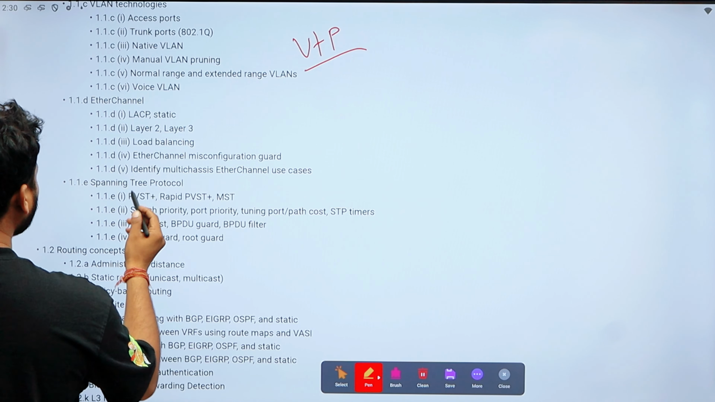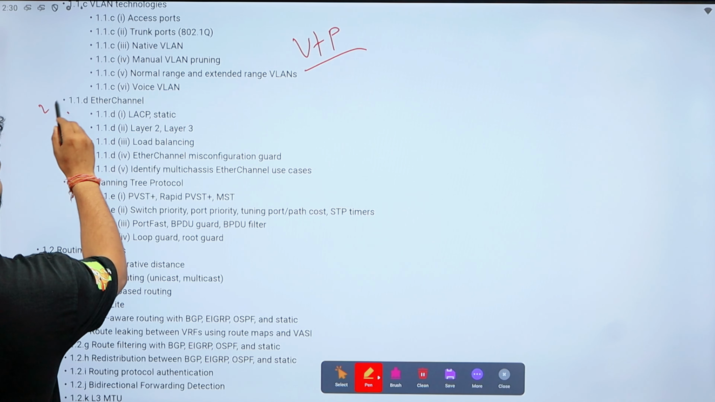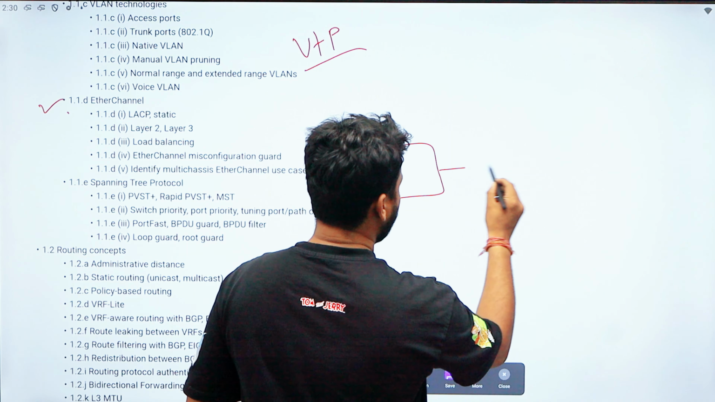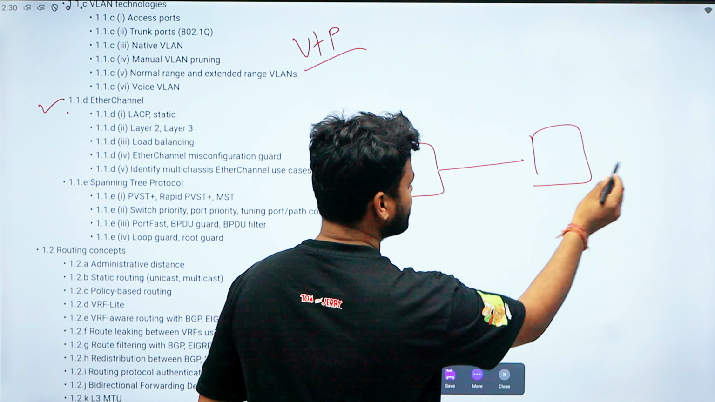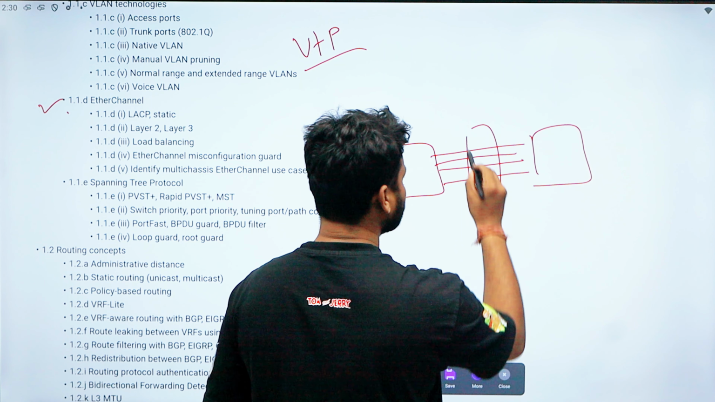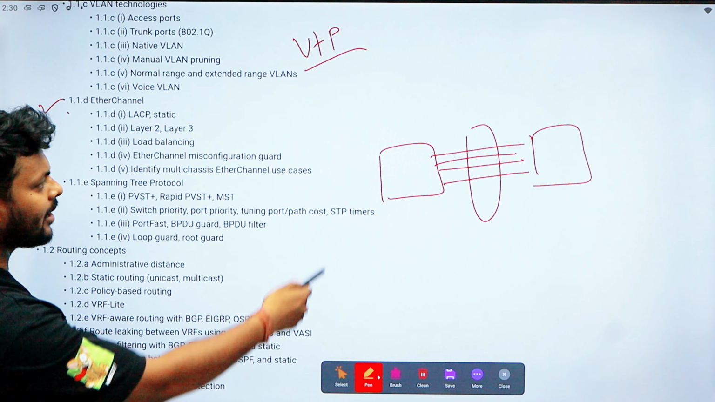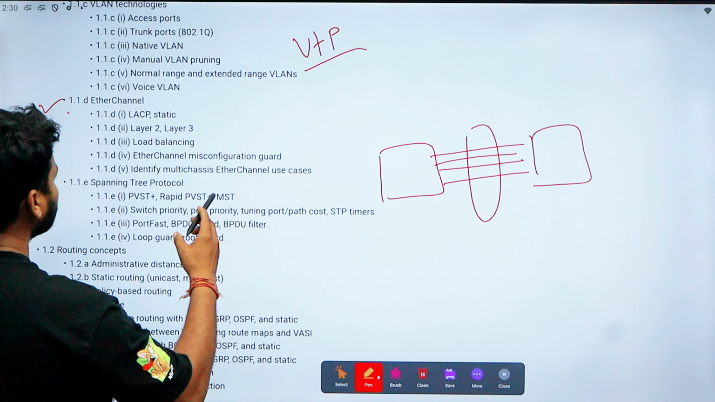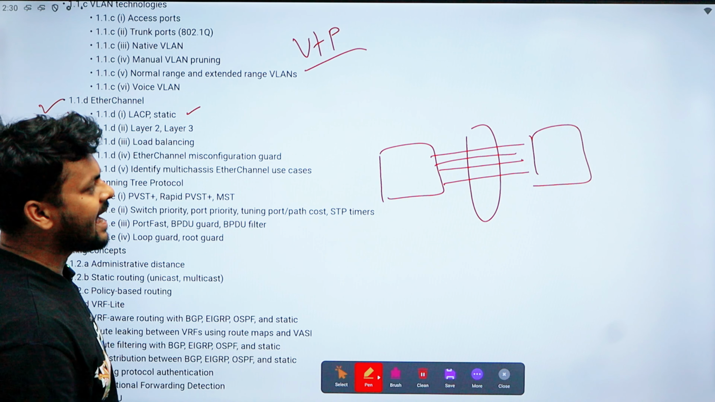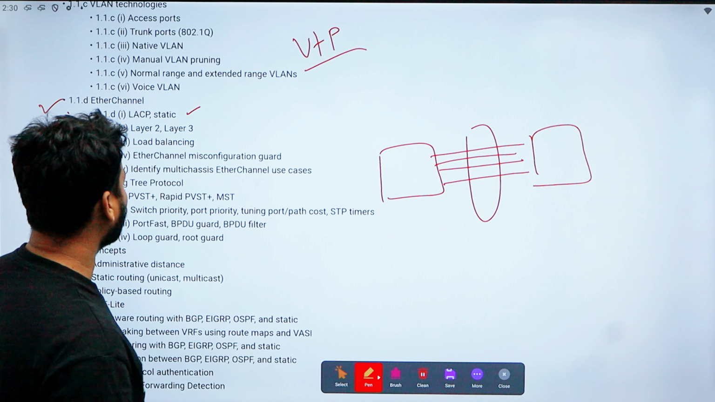Then we have an EtherChannel part. In EtherChannel, for example, you have a switch right now, and if this link goes down, there are no other ways to send the traffic, right? So you can add multiple links over here. That concept is called EtherChannel, and you can deploy this EtherChannel in 2 ways. Either you can go with the static mechanism, or you can go with the dynamic mechanism, which is the LACP protocol and PAgP.